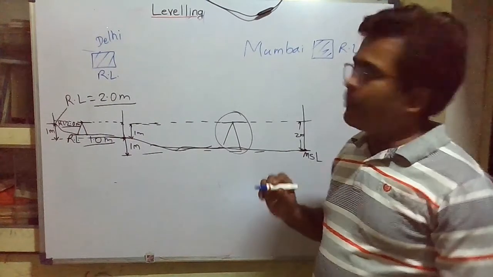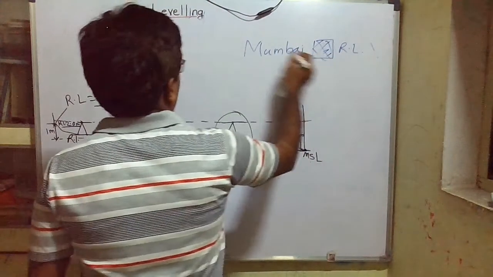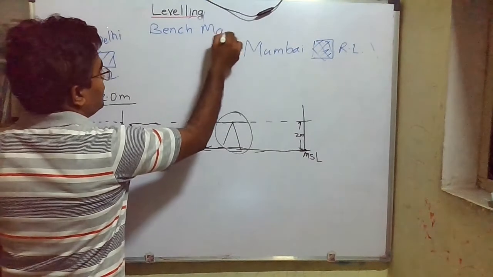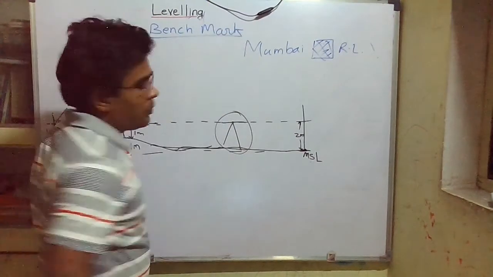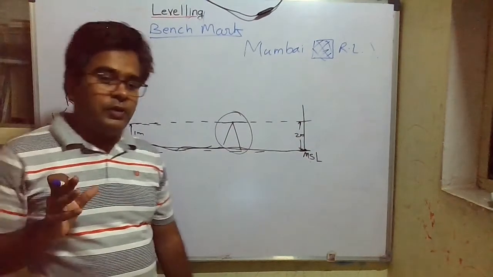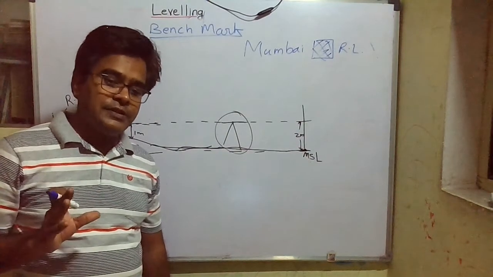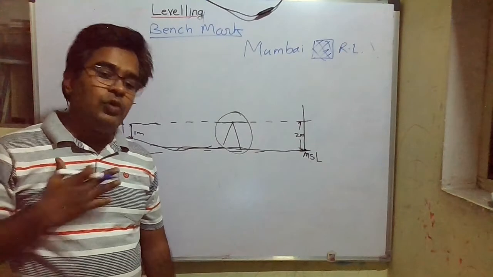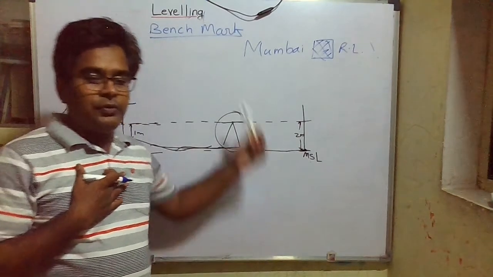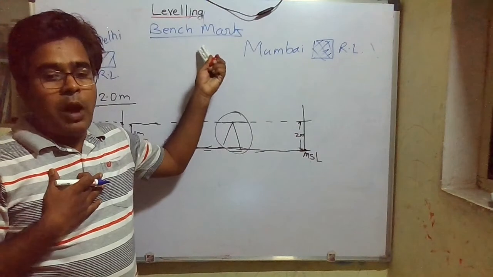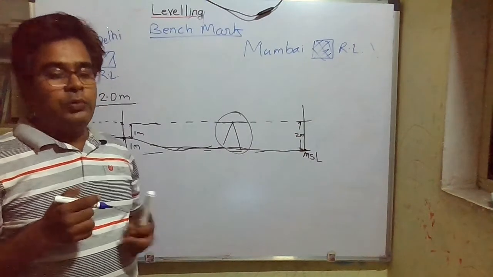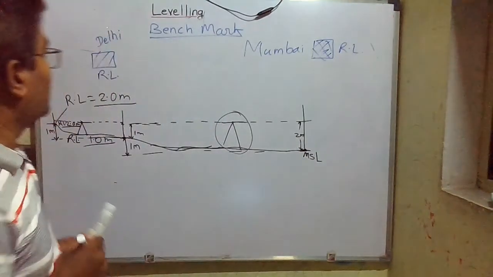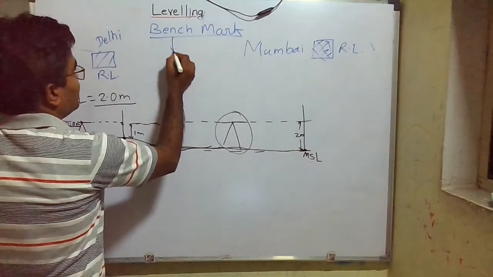Okay, and those points of known RL are called benchmarks. What is a benchmark? A benchmark is the point of known RL. It is a fixed point of reference, the point whose RL is known to us. So we have marked these benchmarks all over the country. There are different types of benchmark that we can study here.